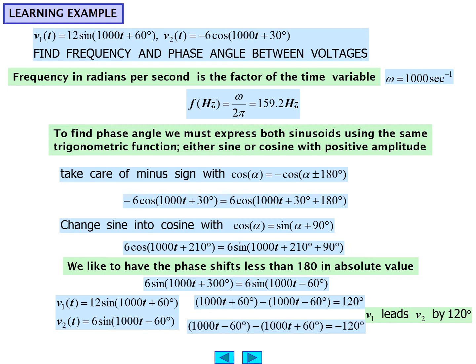Alternatively, we can take the opposite representation. Comparing V2 to V1, we get minus 120 degrees. And therefore, we would say V2 lags V1 by 120.